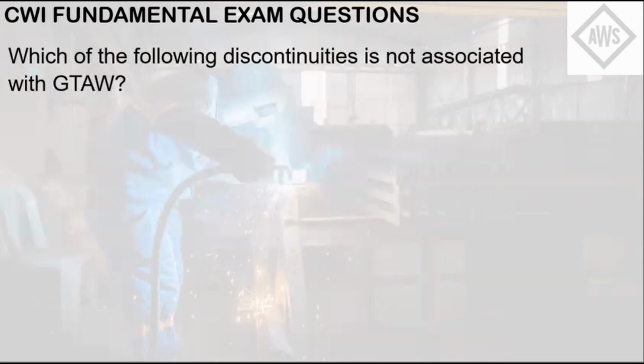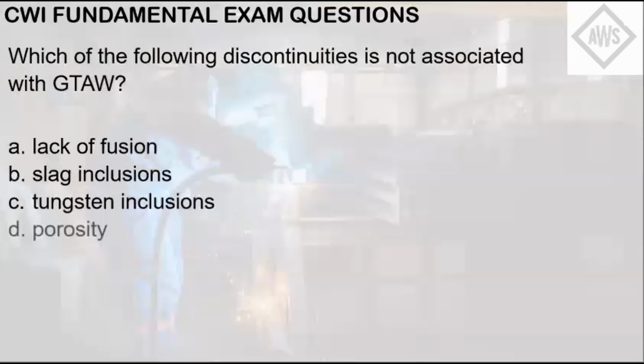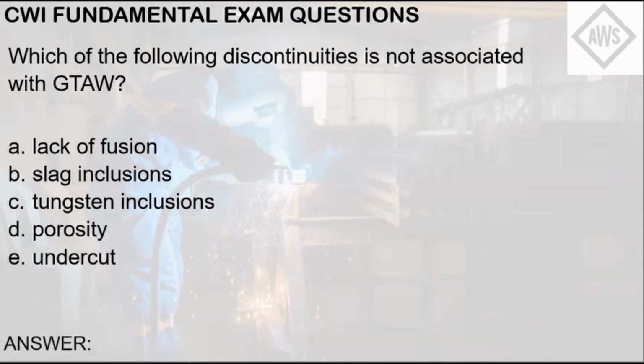Which of the following discontinuities is not associated with GTAW? A. Lack of fusion. B. Slag inclusions. C. Tungsten inclusions. D. Porosity. E. Undercut. All of the discontinuities mentioned above can happen in GTAW except slag inclusion, letter B, since GTAW is very much a clean welding process with little to no slag produced during the welding process. The answer here is letter B.